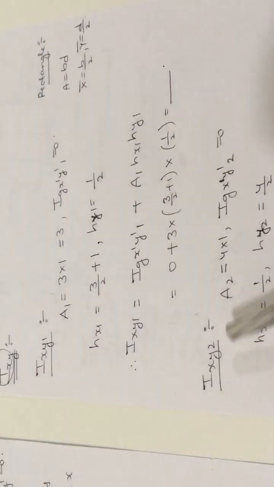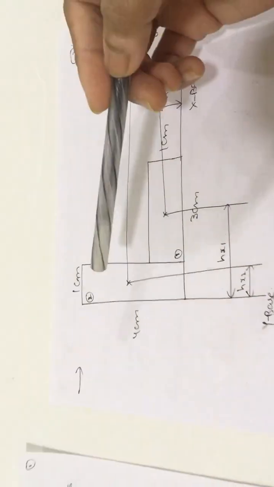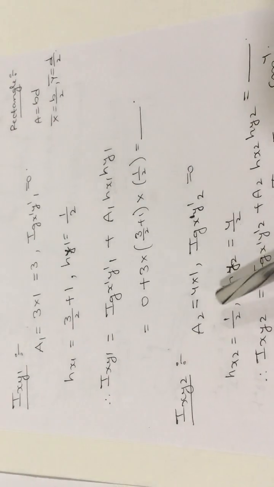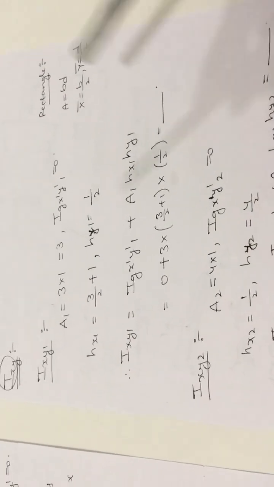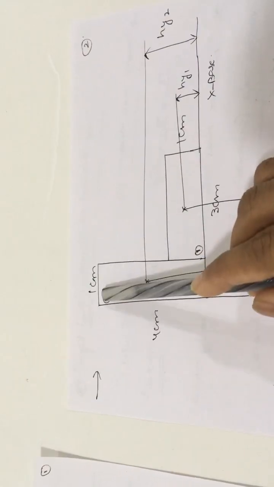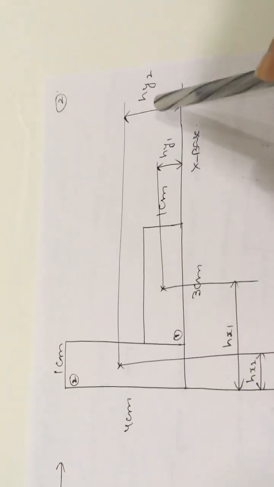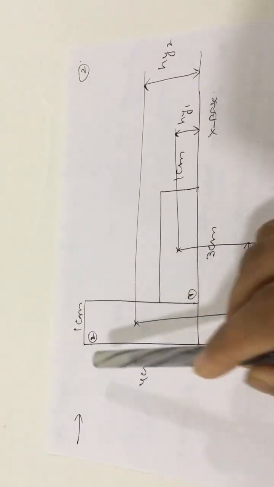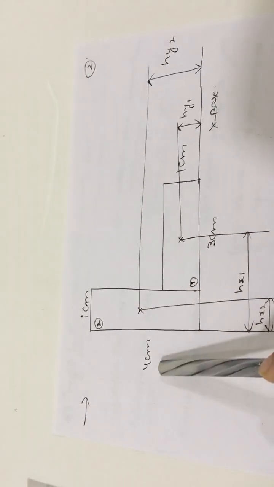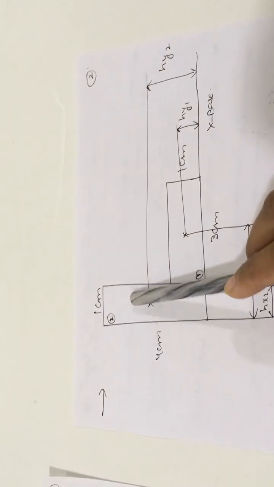Next, for the second section, ixy2. Area value is nothing but 4 into 1. So 4 into 1. Next, Ig value will be 0 as it is a rectangular section. Next, hx2. hx2 is nothing but here. For the second section, base value is 1 centimeter, so 1 by 2. Next, hy2. hy2 is nothing but from this point to this point. So the depth value for the second section is 4 centimeters, so 4 by 2. Apply all these values in the parallel axis theorem. You will get the ixy2, that is nothing but the product of inertia about xy for the second section.